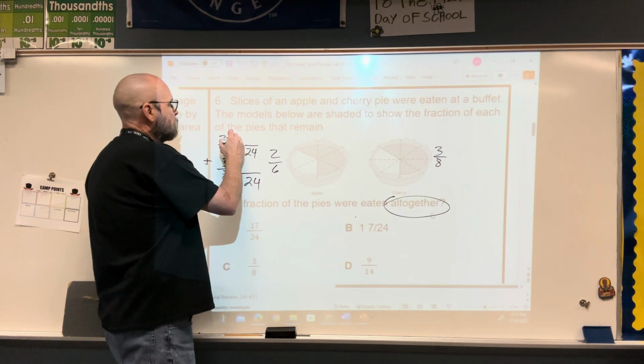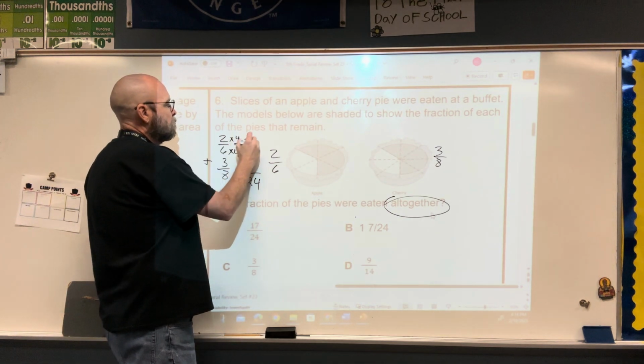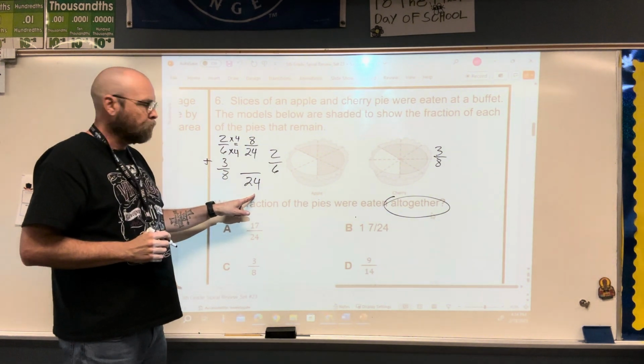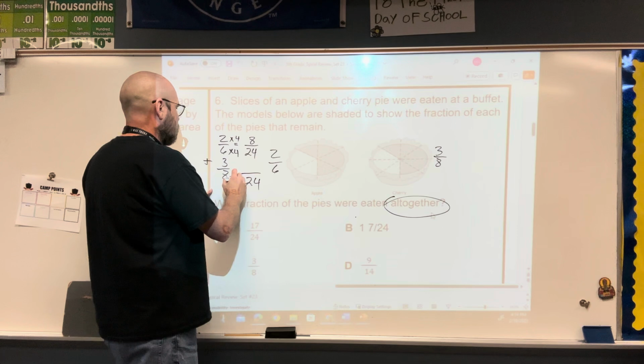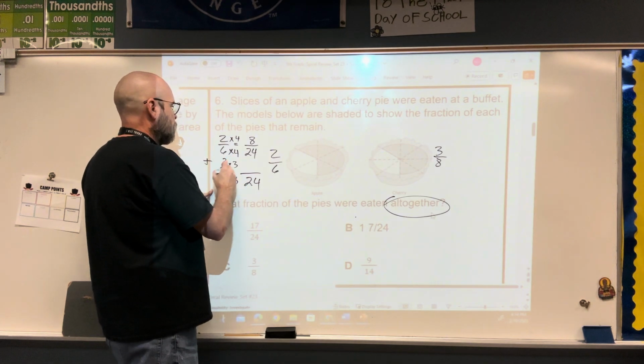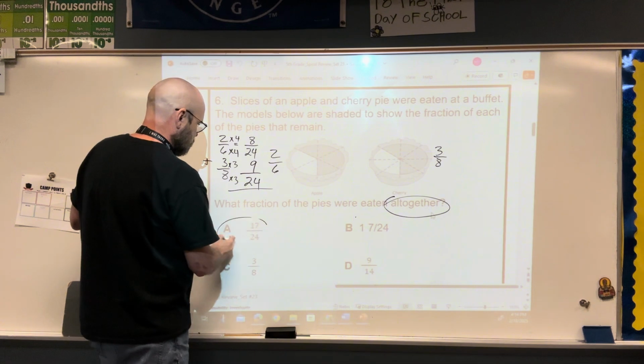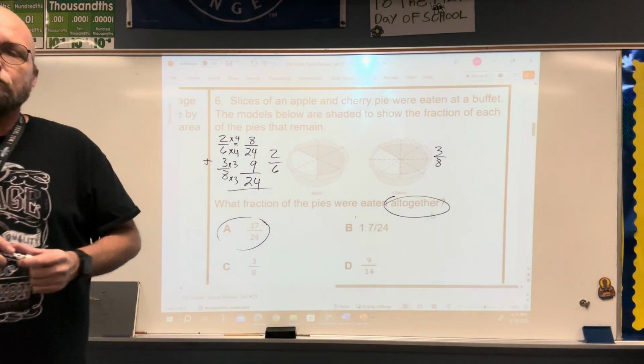Whatever I do to the bottom, I have to do to the top. 2 times 4 is 8. What do I multiply by 8 to get 24? I multiply that by 3. 3 times 3 is 9. 8 24ths plus 9 24ths is going to give me 17 24ths.